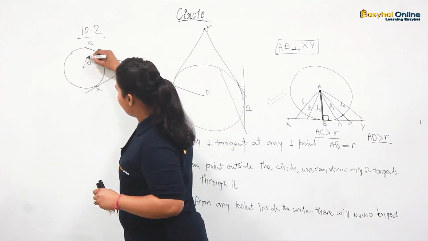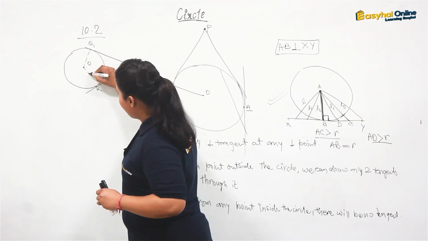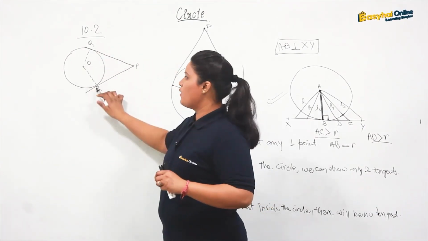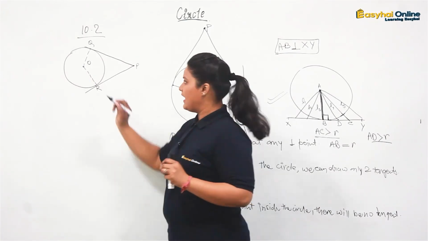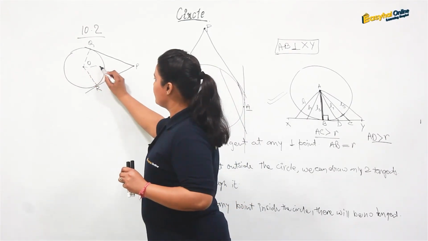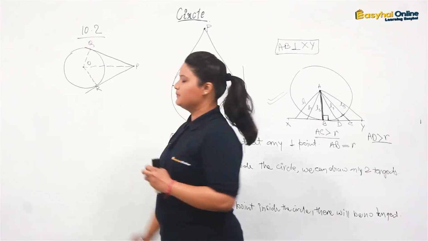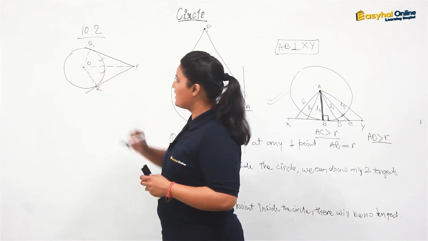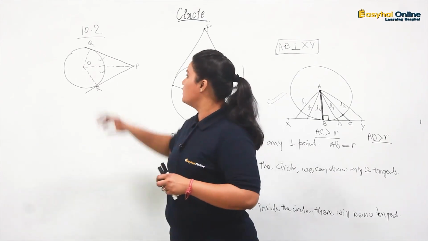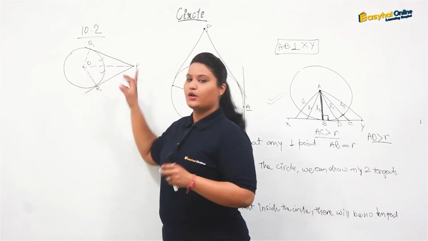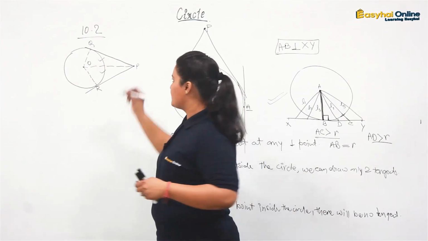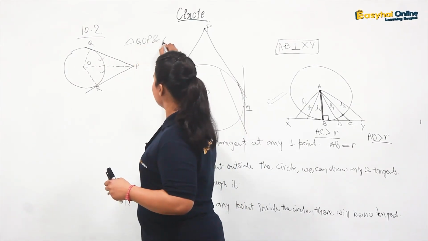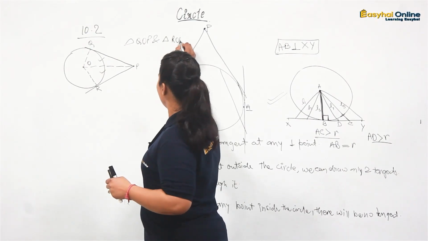Just make a construction and join the points OQ and OR, right? And also join the points O and P. Clear? Here you can see there are two triangles, QOP and ROP, right? Triangle QOP and triangle ROP.